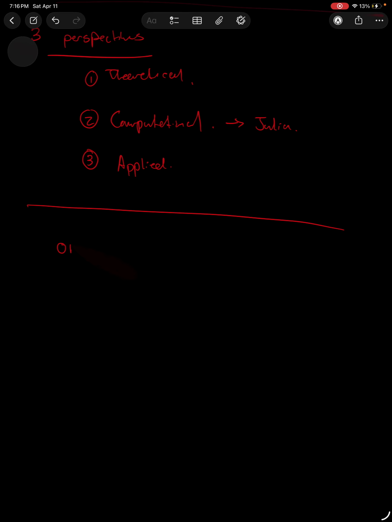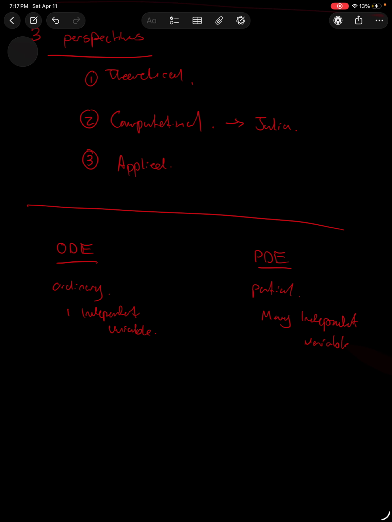So one quick note. We have been talking about ODEs as opposed to PDEs. These are ordinary. These are partial. In an ordinary differential equation, there is one independent variable, and we're concerned with a function of that. In partial differential equations, there are many independent variables. That's the main difference.